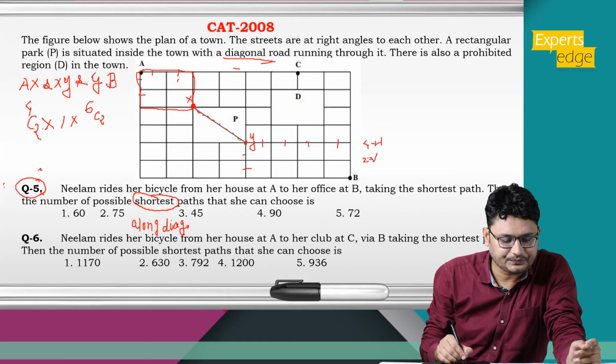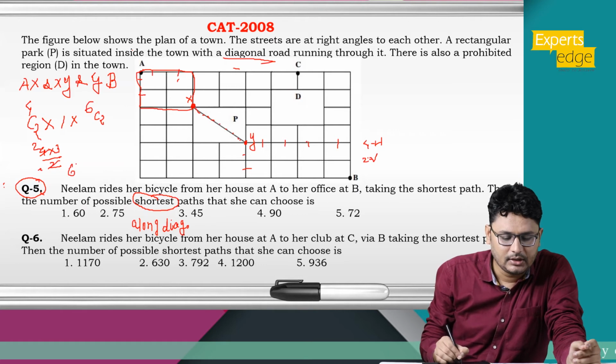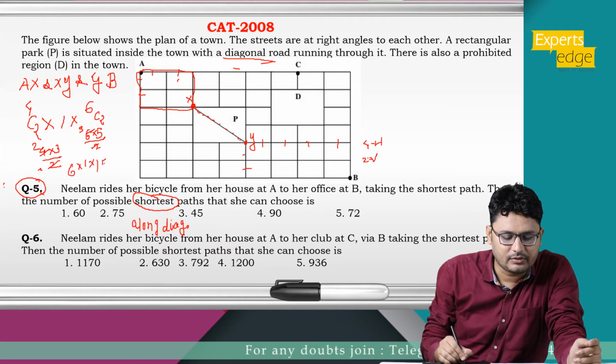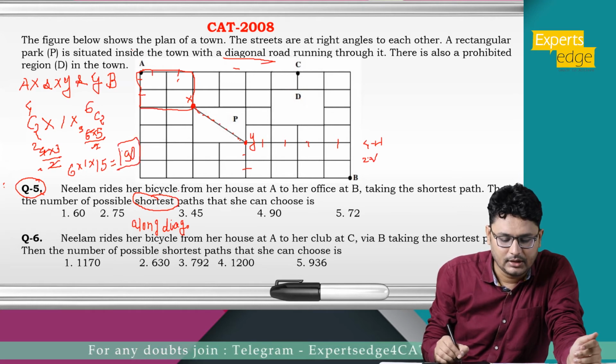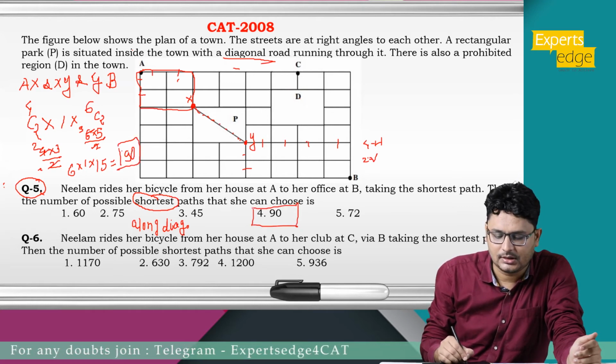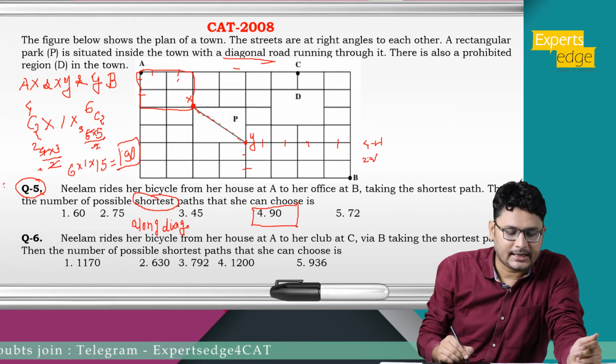Let us solve this. 4C2 will be 4 into 3 by 2, that is 6. And 6C2 is 6 into 5 by 2, that is 15. So 6 into 15, 90 should be my answer of this question. Fourth option. Yes.